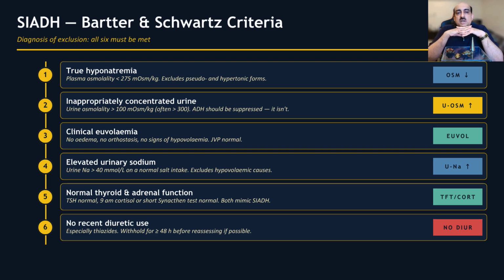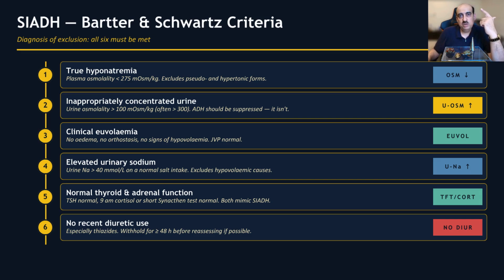Let's look at the Bartter and Schwartz criteria for SIADH developed in 1967, and these still remain the examiner's reference guide. All 6 requirements must be met. Number 1, true hypotonic hyponatremia, which means plasma osmolarity should be less than 275. Number 2, the urine should be inappropriately concentrated, which means the urinary osmolarity should be above 100. Mostly it's above 300. Number 3, the patient should be clinically euvolemic.